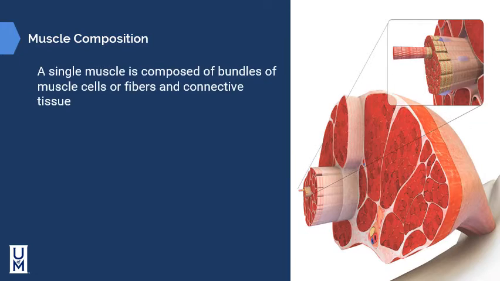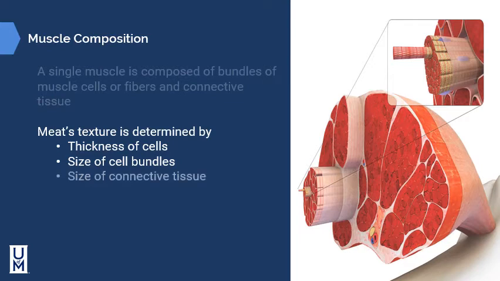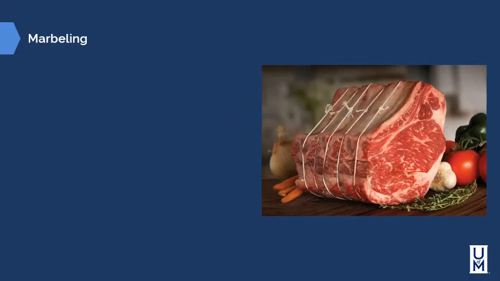A single muscle is composed of bundles of muscle cells or fibers and connective tissues. As you can see from the diagram, each muscle section is independent of the others. They're grouped into large muscle segments, and within those you have connective material or fatty deposits that surround them. Meat's texture is determined by the thickness of the cells, the size of the cell bundles, and the size of connective tissue.